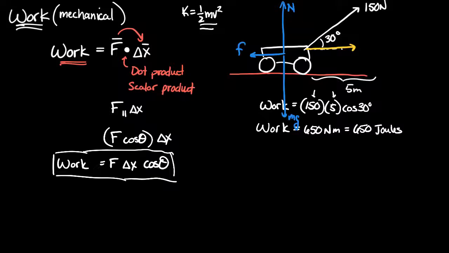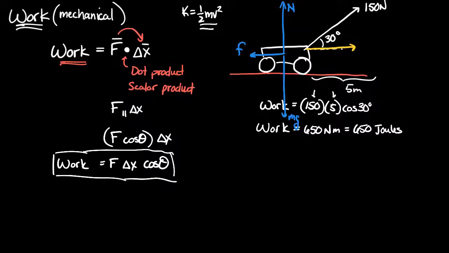Yes, ma'am? Normal and the weight. That's right. They can't do any work. The simplest reason is that they are not in the direction of the motion of the wagon. Right? The cosine would be of 90 degrees, and a cosine of 90 is 0. So the truth is, normal and weight aren't doing work here.